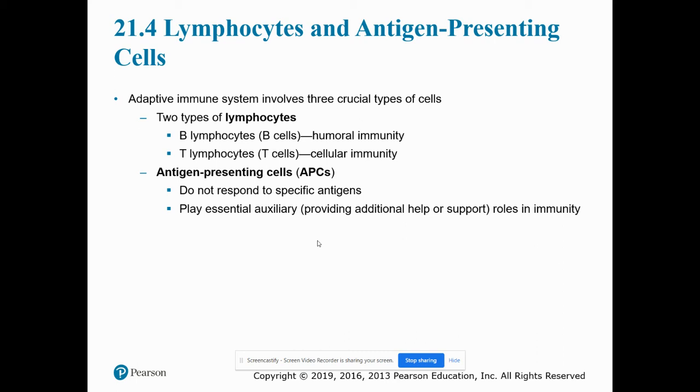These actually do exactly what it sounds like they do. They are going to present an antigen. They do not respond to specific antigens. They play auxiliary roles in immunity. And auxiliary means providing additional help or support. So basically, they play these real supportive roles in immunity.